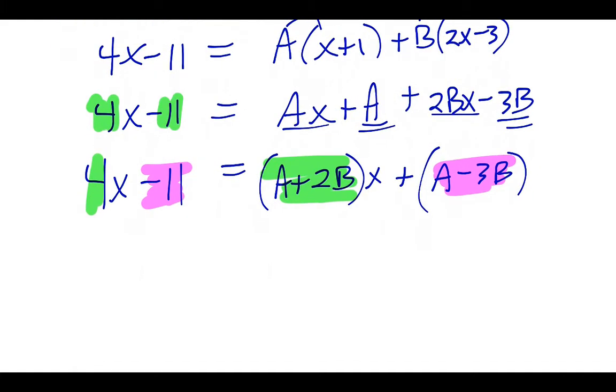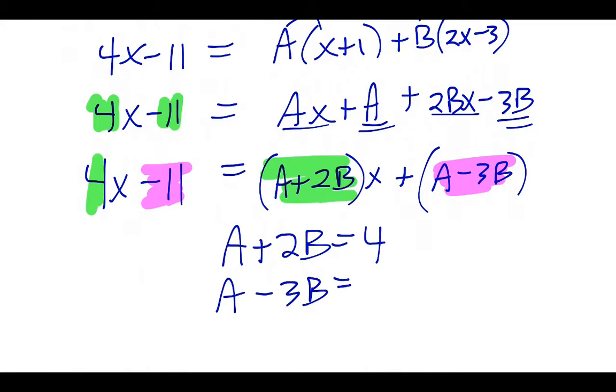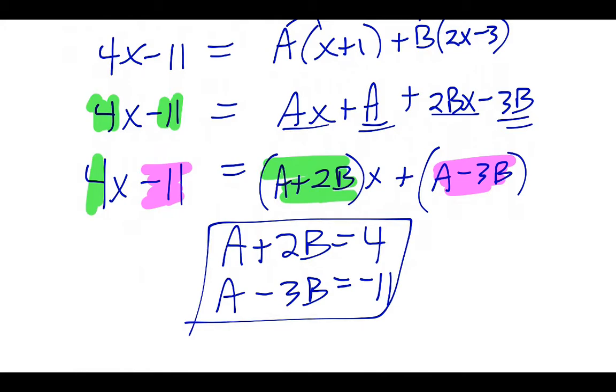That's A and B have to be picked so that that is a true statement. That means, and this is also a key step that gets missed a lot, the A plus 2B part is going to have to be 4 if this is going to work. The A minus 3B part, the pink part, has to be negative 11. This is a system of equations. 2 variables, 2 equations. It can be solved because the variables match the number of equations.